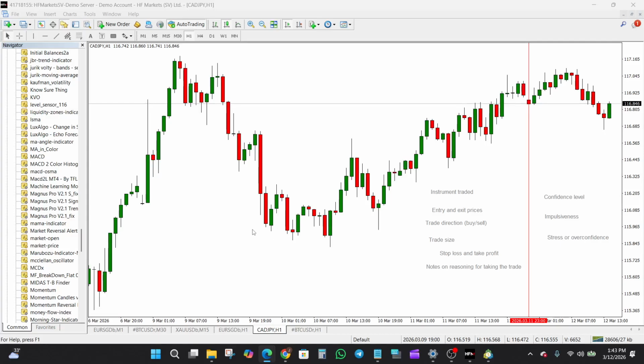Now, a quick recap for you: to journal your forex trading, choose a method, spreadsheet, notebook, or software. Record all trade details, including your entry, exit, and reasoning. Track your emotions during the trades, and then review and analyze regularly. Maintaining a trading journal is key to learning from your own trades and improving consistency.